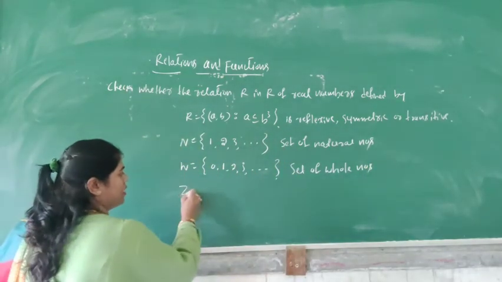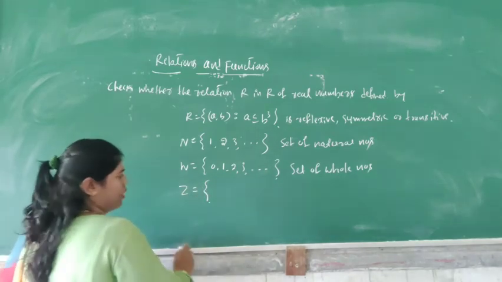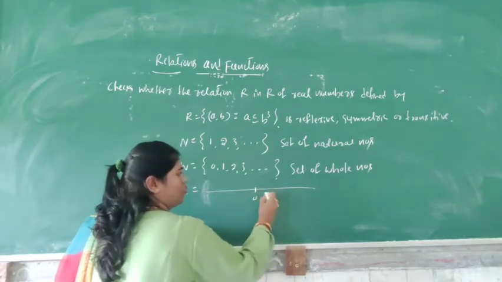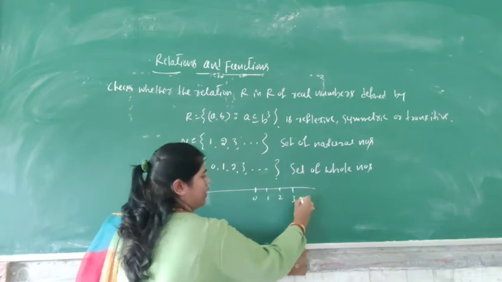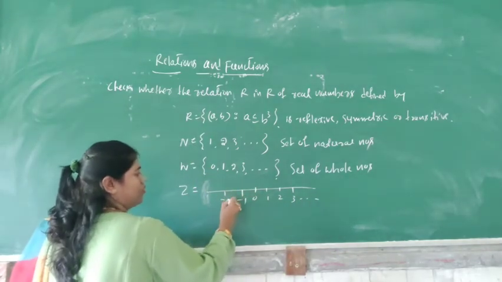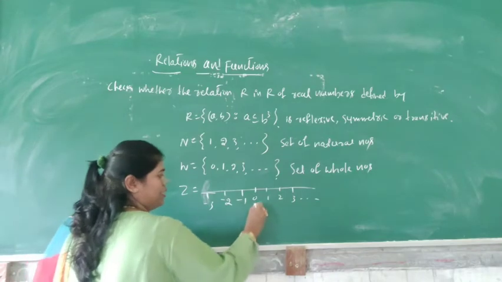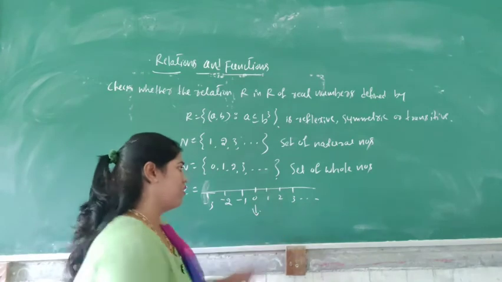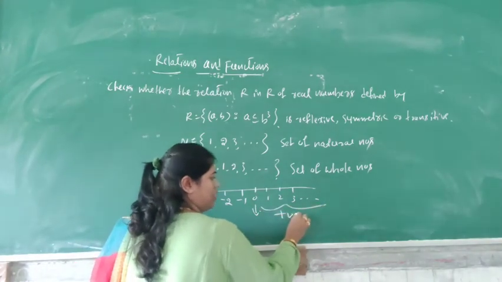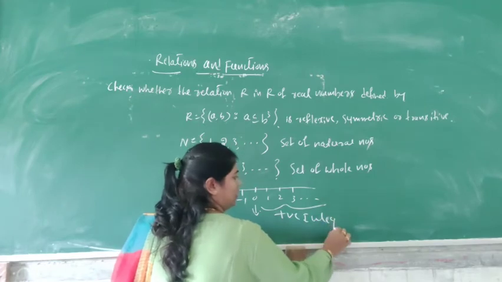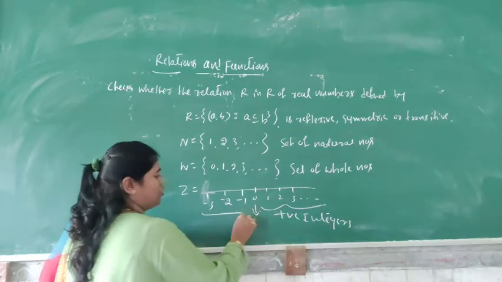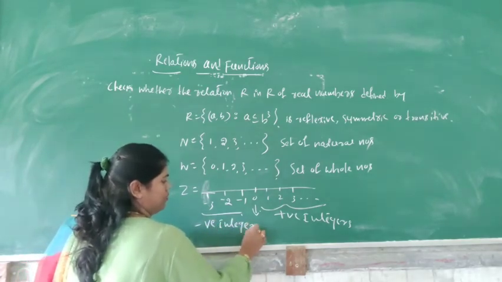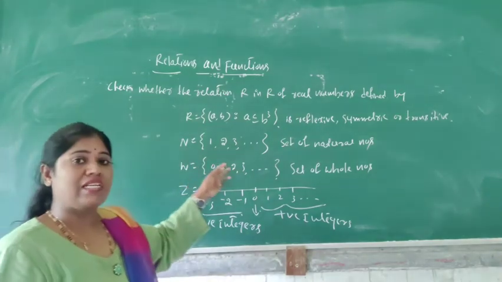Next, what are integers? Integers you know now. We'll write like this: 0, and I have already written this so many times, 1, 2, 3 up to infinity, and minus 1, minus 2, minus 3. So 0 is neither positive nor negative. The right side of 0 is positive integers. The left side of 0 is negative integers. So these all come under the real numbers.